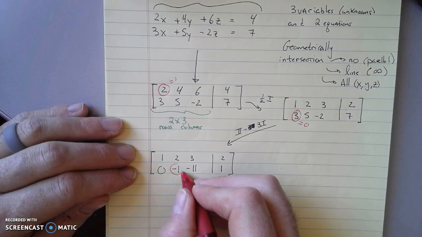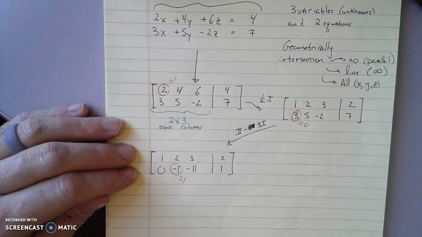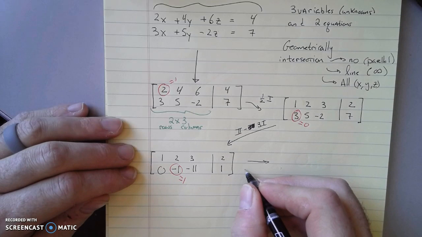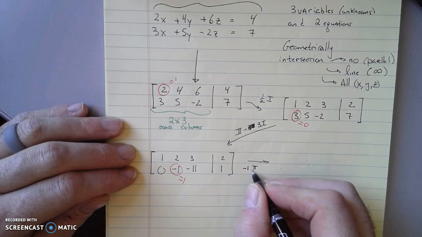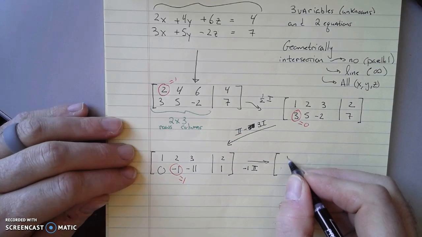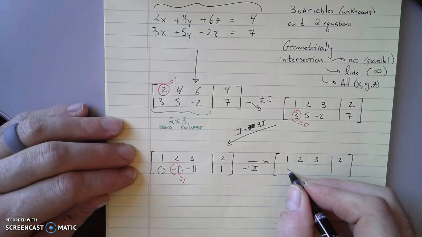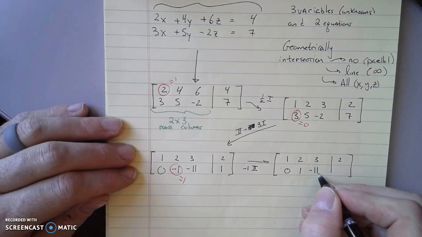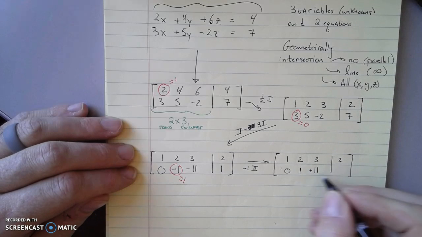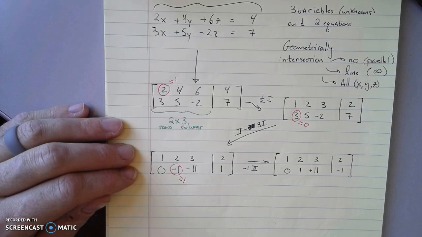Next goal, make this into a 1. So we're just going to multiply the second row by minus 1. So we're not changing the first row. So this is 0, 1, -11. Whoops, sorry, positive 11, -1.